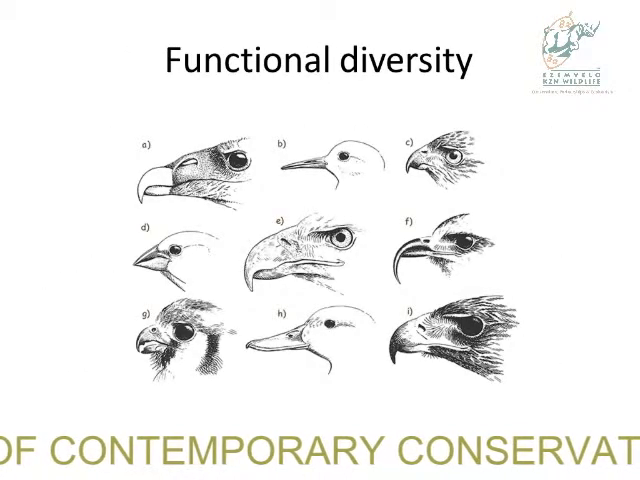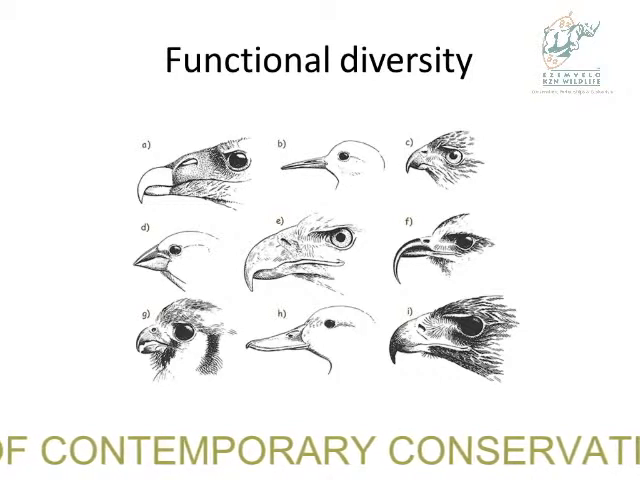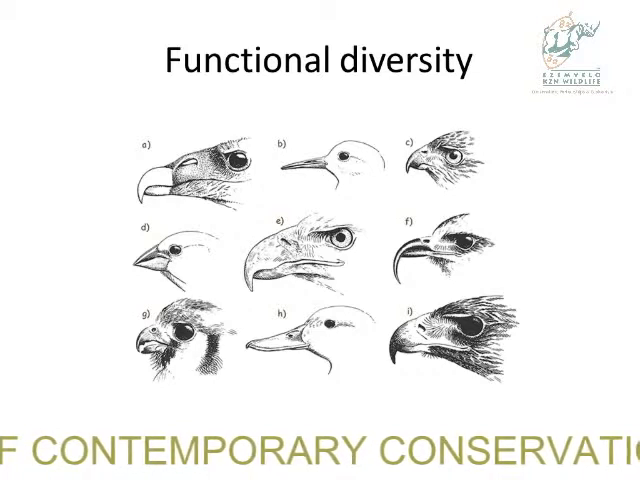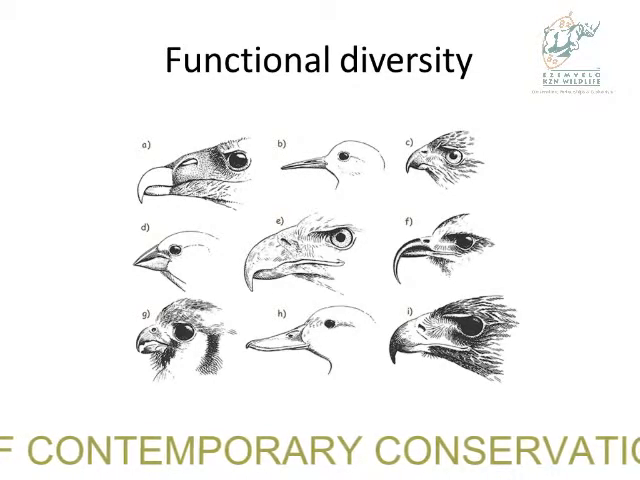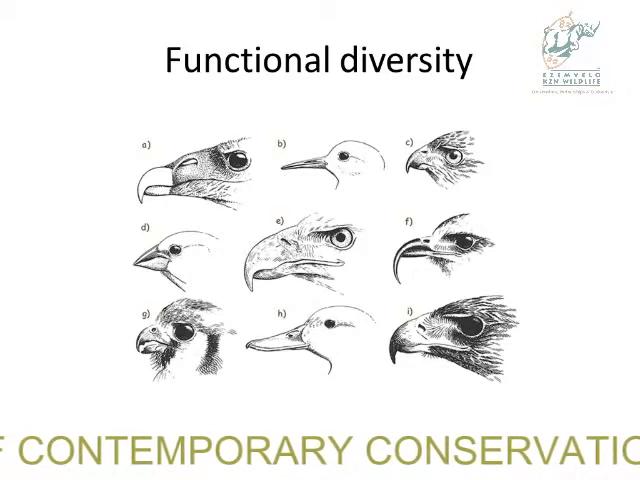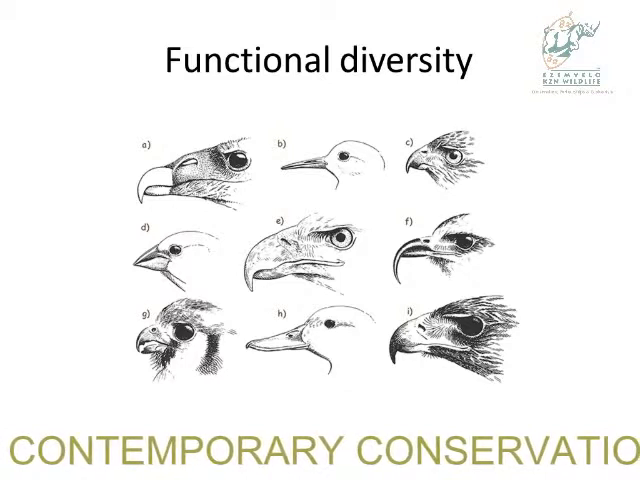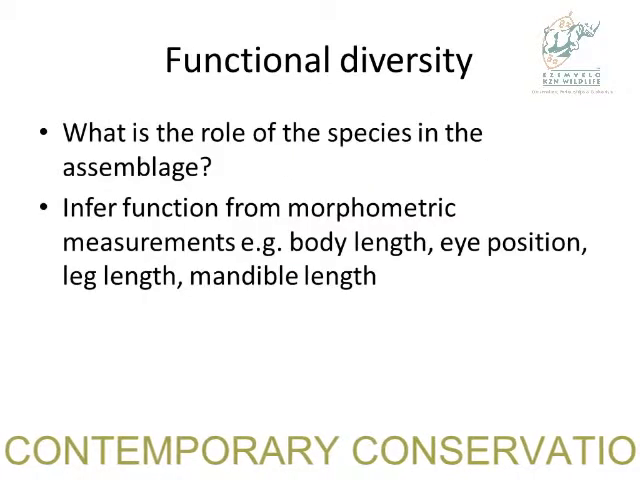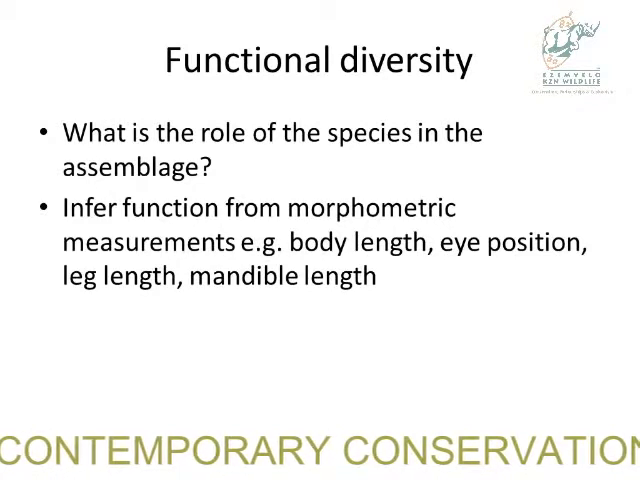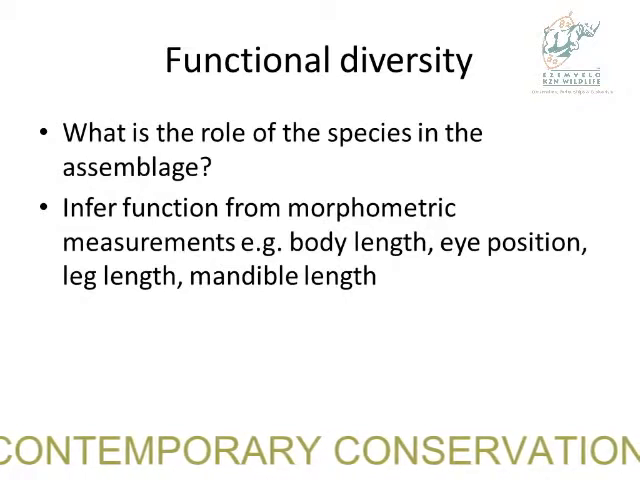Okay, so now moving on to the functional diversity component. This is the second of the three components I'm talking about. So you can see these are not ants, these are birds. And you can see that they have different beaks, and you can infer that they do different things based on those beak shapes. So that's the idea behind functional diversity, looking at the different functions that things perform. So we asked the question, well, what is the role of species in the assemblage? What does it do? Which ordinary species diversity doesn't tell us.